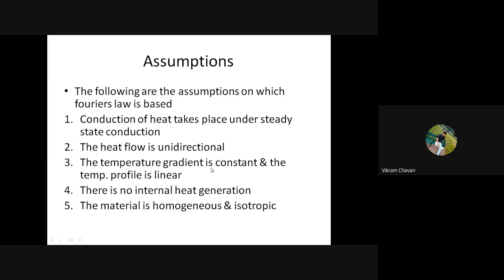Then the temperature gradient is constant, and the temperature profile is linear. Okay, temperature profile is linear. Then there is no internal heat generation.